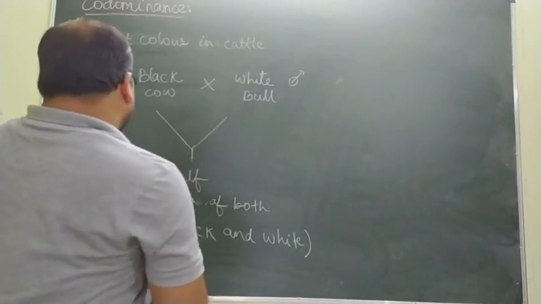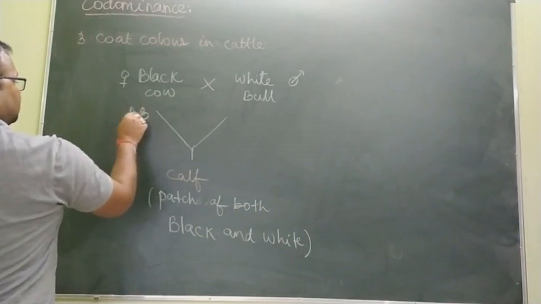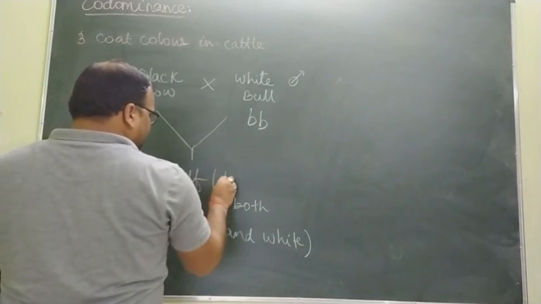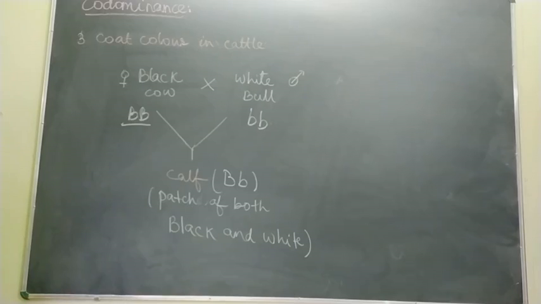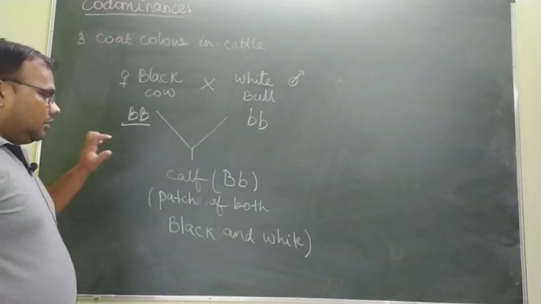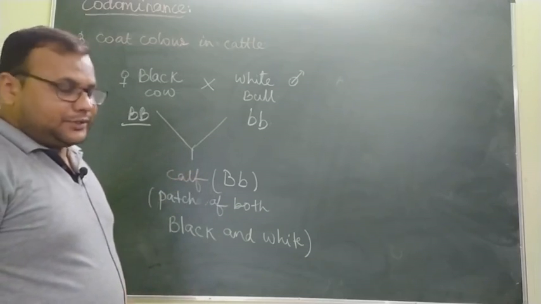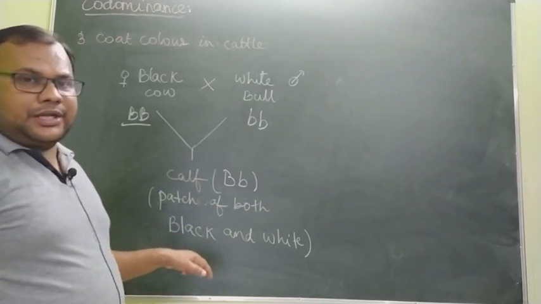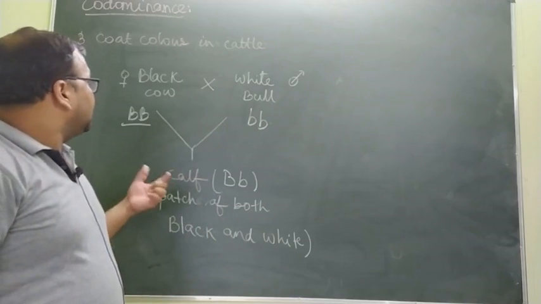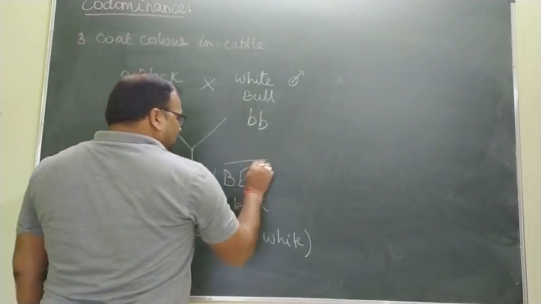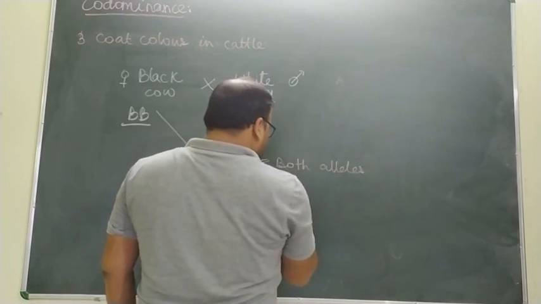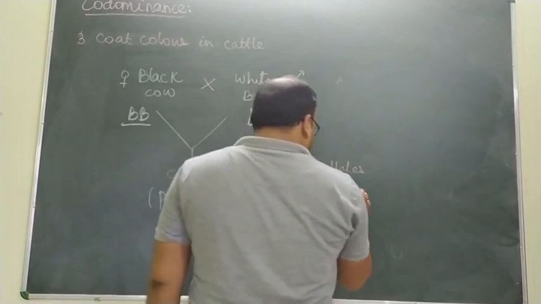Suppose अगर हम इसको एलील के फॉर्म में देखें, small b, then the genotype of calf would be capital B small b. Here there is no mixing of phenotypic characters. यहाँ पे the phenotypic characters are independently expressed. Both are expressed, neither one is dominating nor one is recessive. Here both characters are independently expressed, so it is a case of co-dominance. Means both alleles, capital B and small b, are expressed.